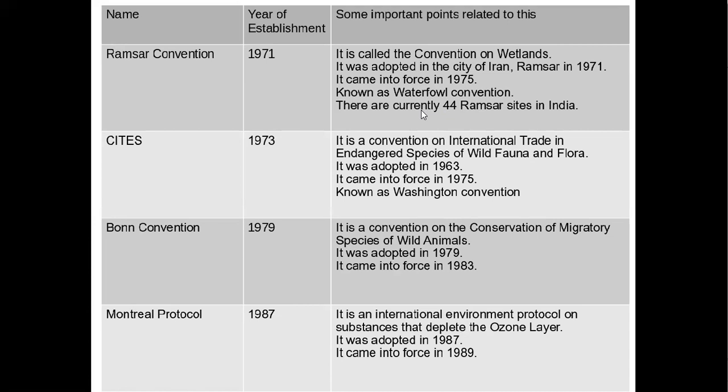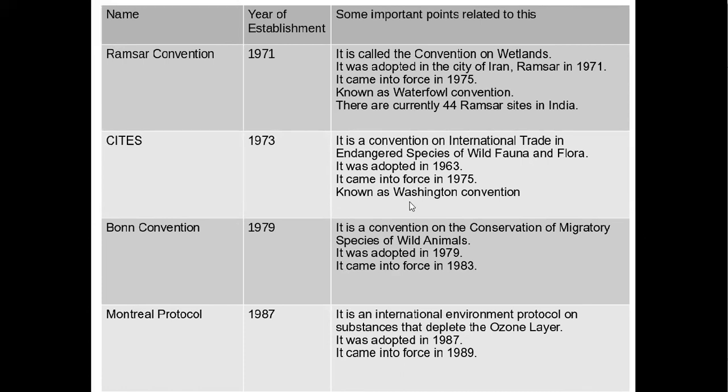Then another one is CITES, the Convention on International Trade in Endangered Species of Wild Fauna and Flora. It was adopted in the year 1963 and came into force in the year 1975, and it is otherwise known as the Washington Convention.